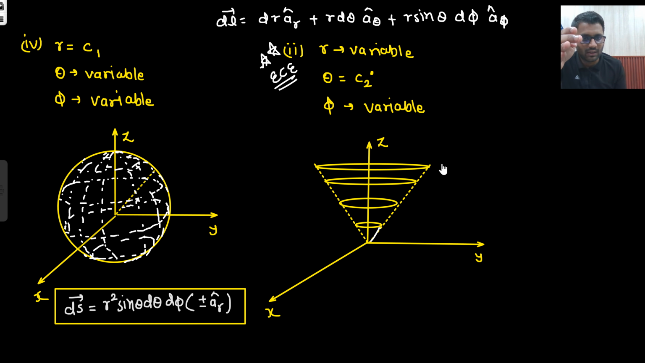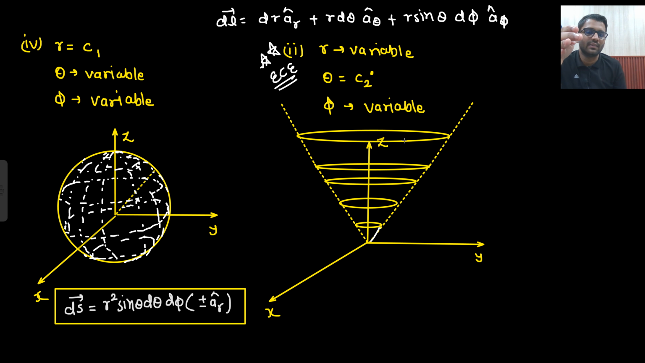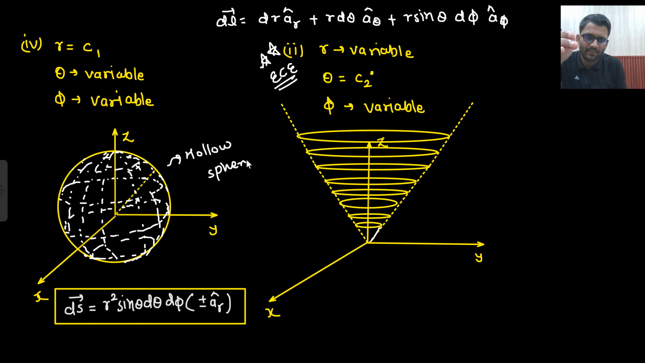So this R I want to increase. So this will keep on going, so it will make a cone. And then again these circles will keep on going like that. Here also there will be circles. Every circle I am not making. So it will be a hollow cone. This was your hollow sphere, and this is the hollow cone.